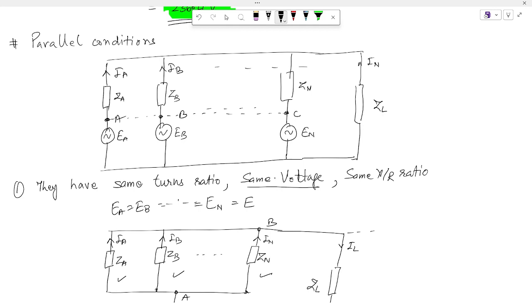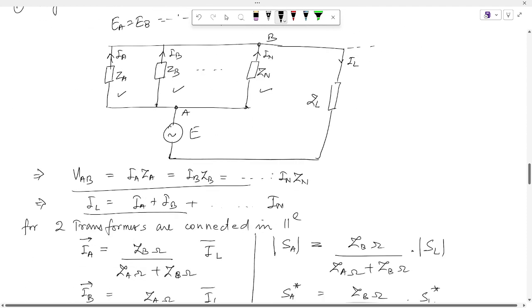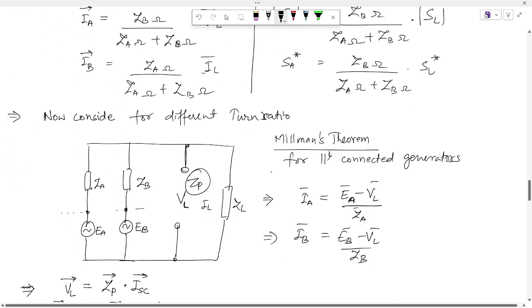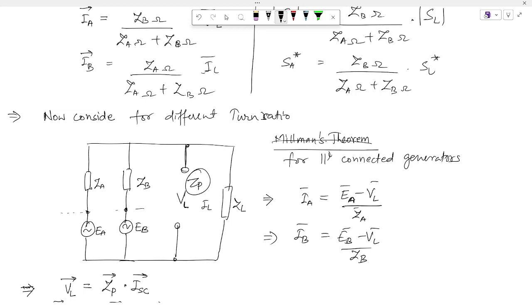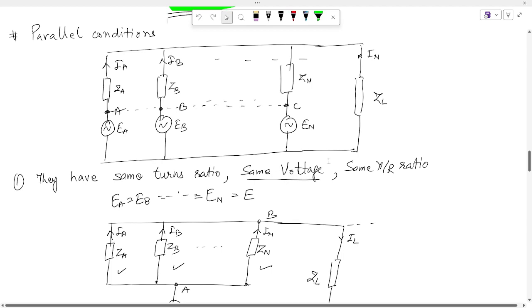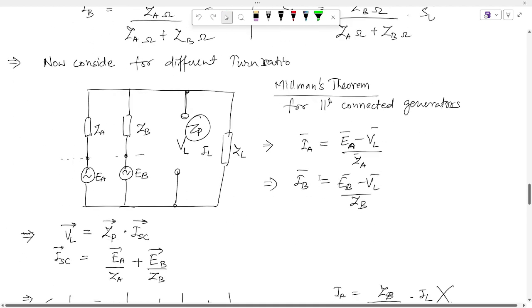These conditions can be directly applied only when the transformers have the same voltage and the same X by R ratio. Remember, in case the transformer voltages are different, the turns ratios are different, so for parallel operation we need to proceed using Millman theorem.